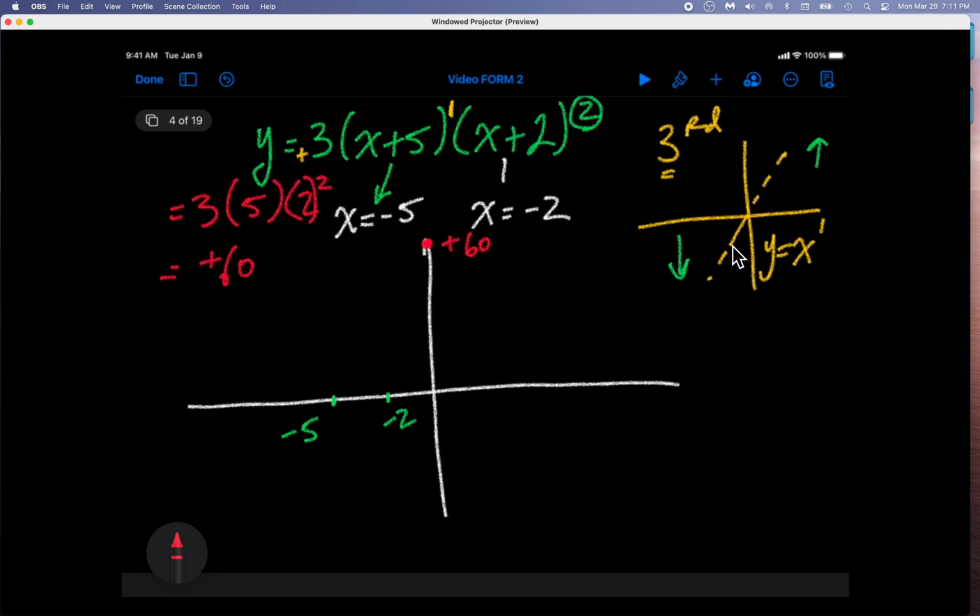Okay, so the down up tells us we're going to start down. The fact that as we approach this 0, it's -5. That has a 1. That's odd. That means we're going to go through the x-axis. So let's do that. Okay. We also know that this is a 0.